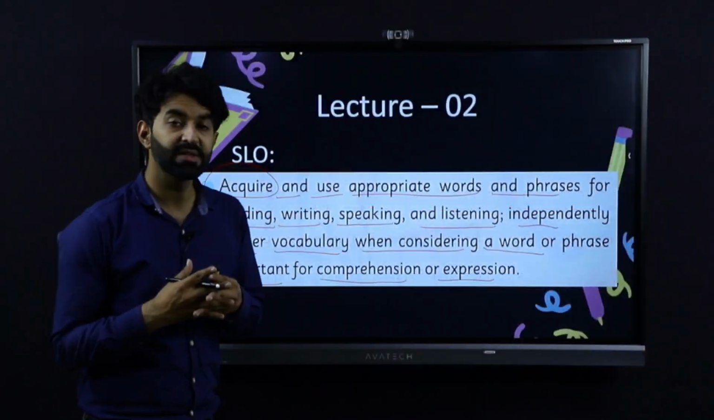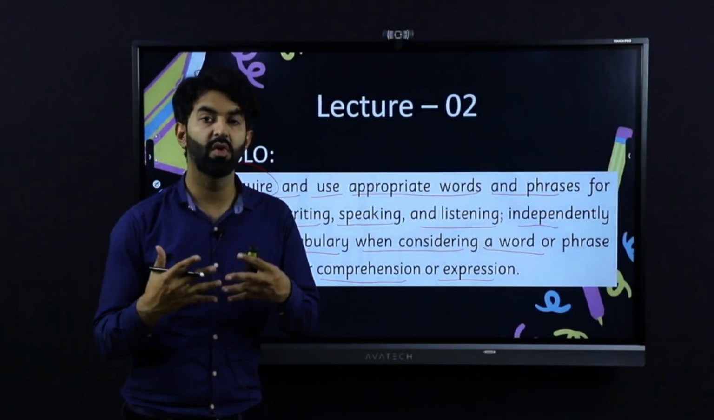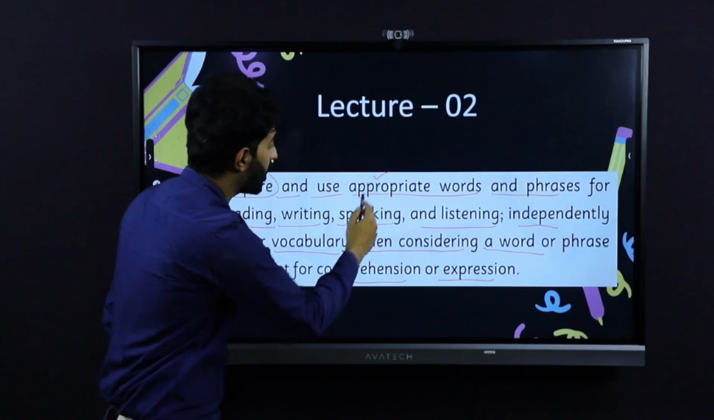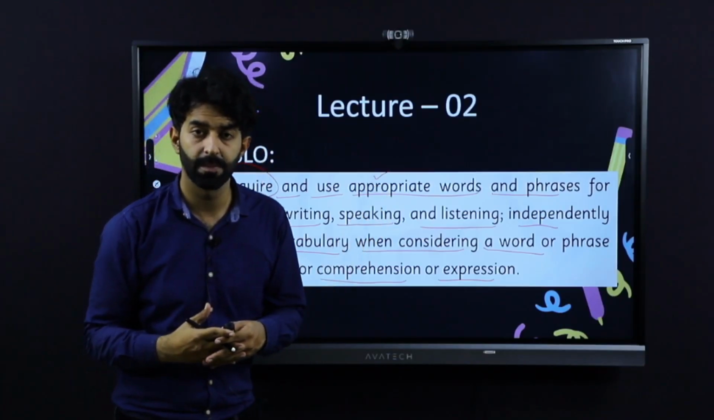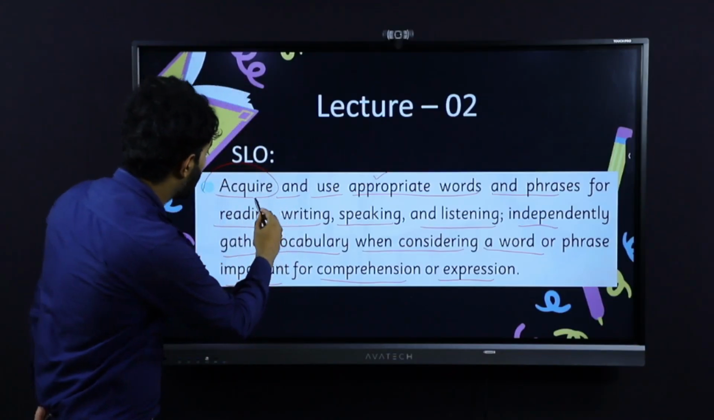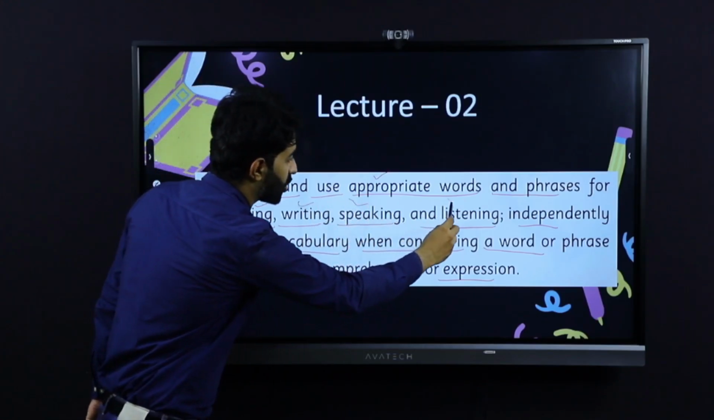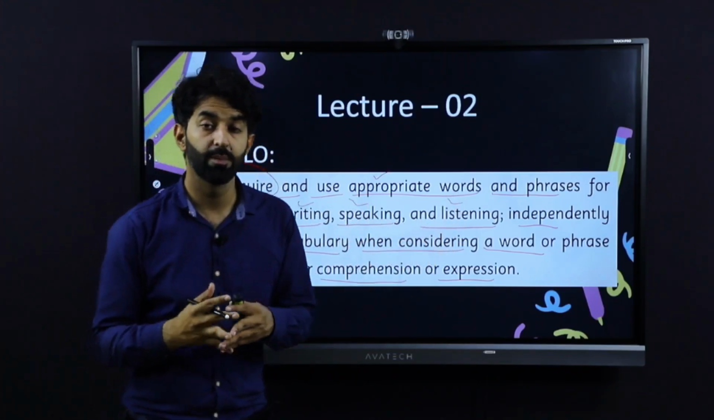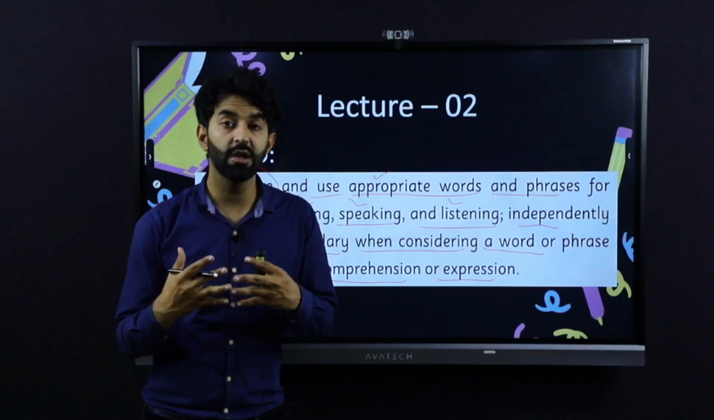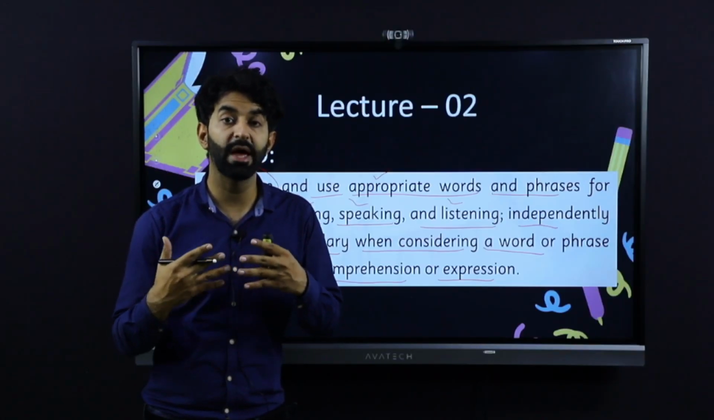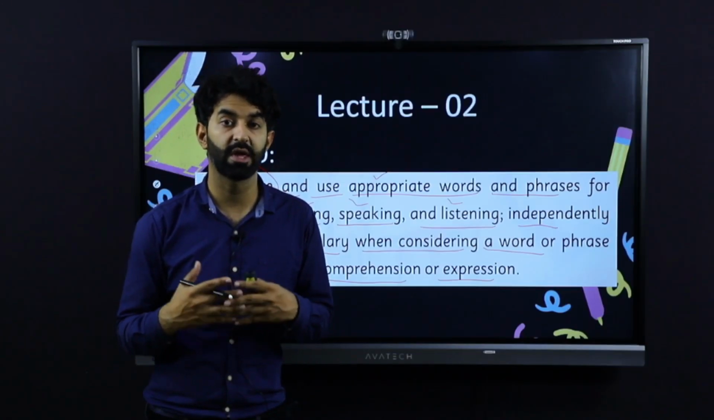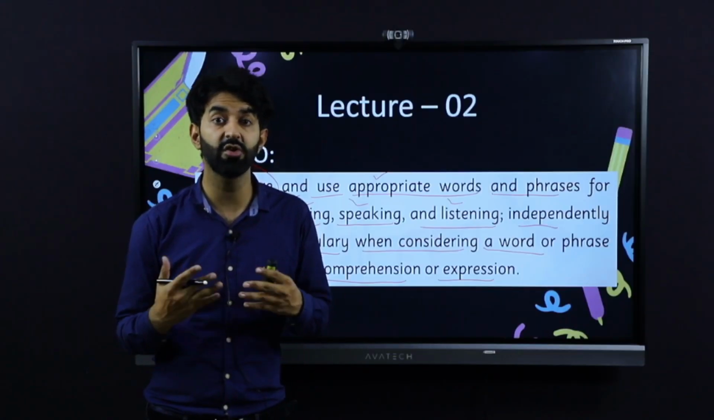Now, the SLO is demanding us to acquire a skill of using the appropriate words and phrases when we are using them in our speech and writing. In all these competencies mentioned over here, and not only this, but we will also acquire a very good skill of individually, independently finding meanings of unfamiliar words using our vocabulary enhancement skills and drills.